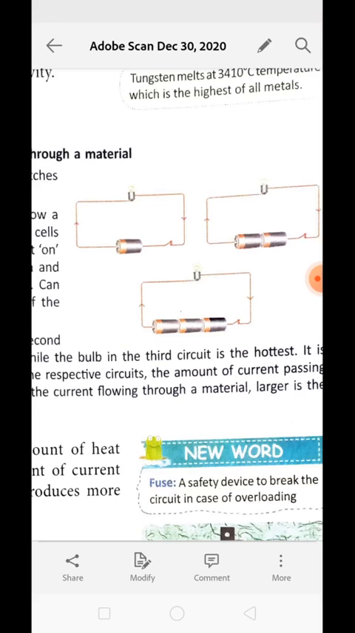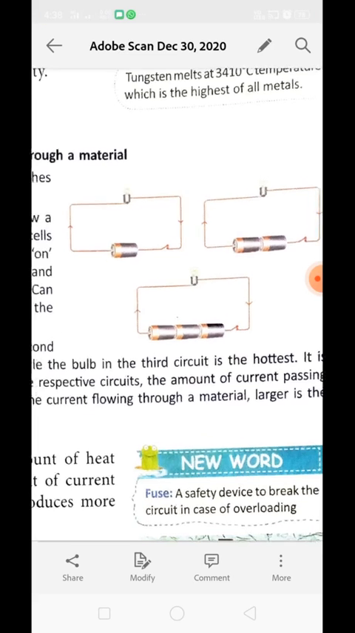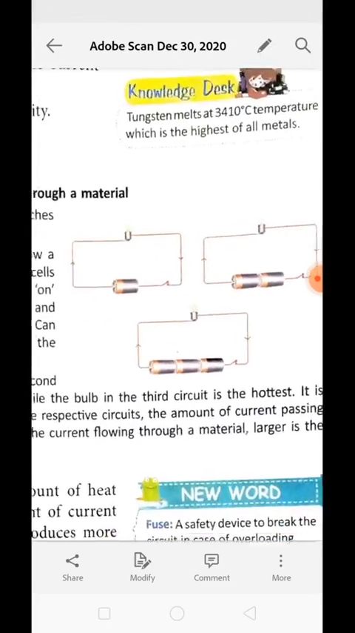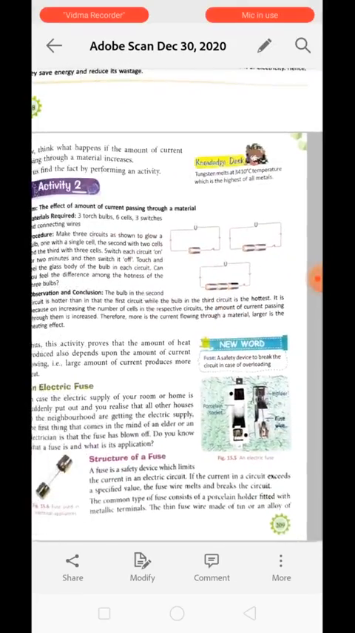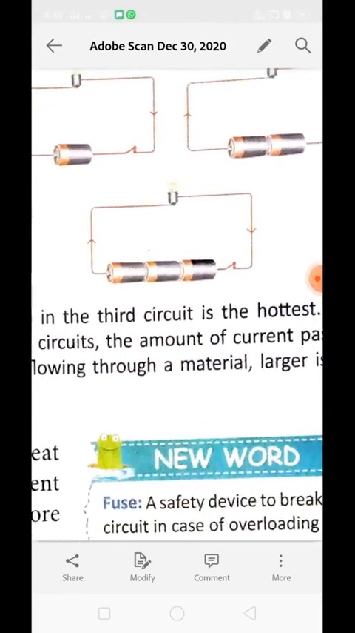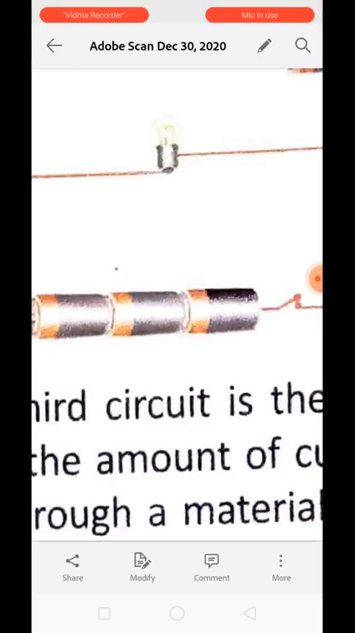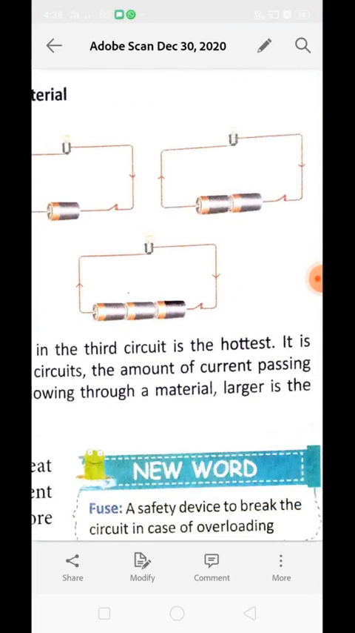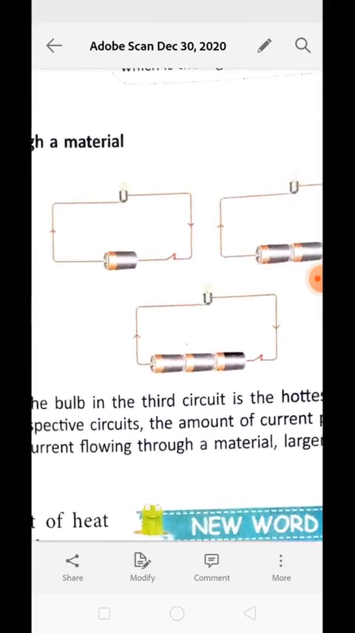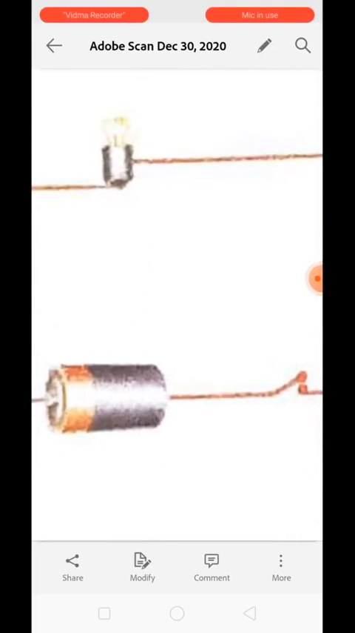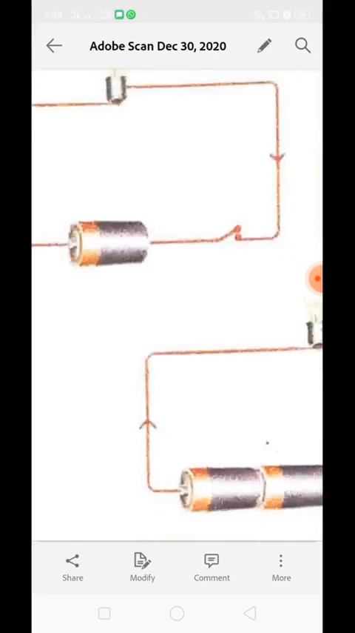Now what will happen? The bulb in the second circuit is hotter than the first circuit. You will observe this when you touch the bulbs of the circuits: the bulb in the second circuit is hotter than the first one. But what about the third circuit? It has 3 batteries, which means it will be the hottest among all three. And the coldest one will be the first circuit because it has only 1 battery.